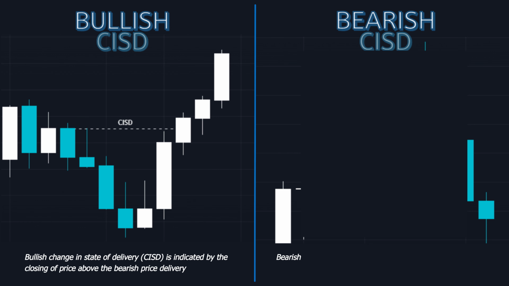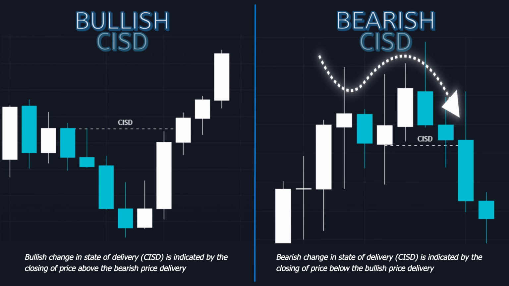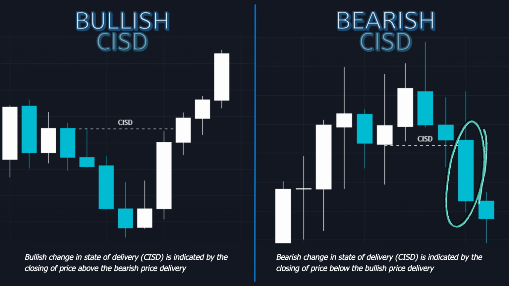Vice versa, the bearish change in state of delivery is moving from a bullish sentiment into a bearish sentiment, a change in trend. And how we can identify this is to look for a down-close candle that's closed below the opening price of an up-close candle or a series of up-close candles.